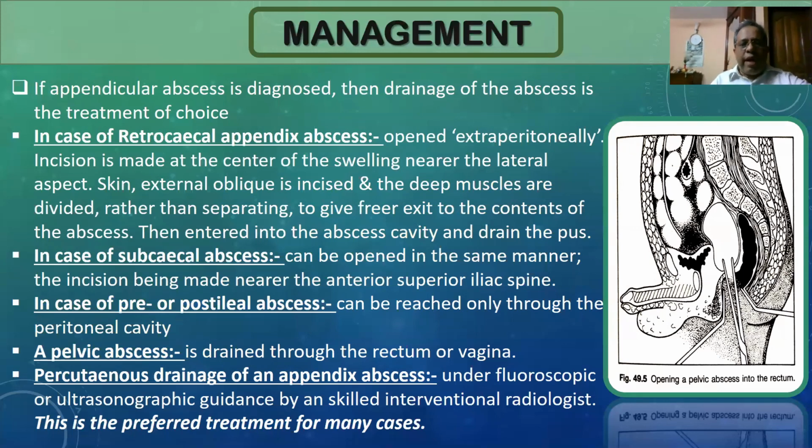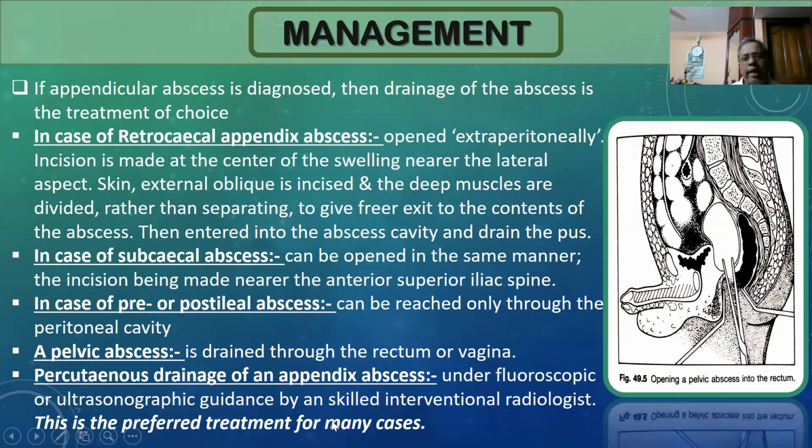Percutaneous drainage of an appendix abscess under fluoroscopic or ultrasonographic guidance by a skilled interventional radiologist is the preferred treatment for many cases, which is not feasible in our context because our facilities are not so available and expertise is not there. So percutaneous drainage is another option. You can do it sonoguided, drain the pus, put a catheter and resolve the abscess, then subsequently go for the appendicectomy later on.